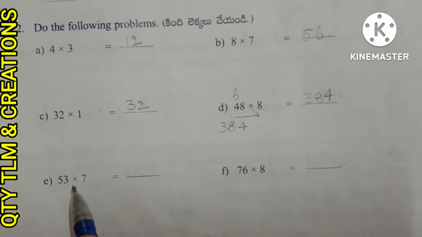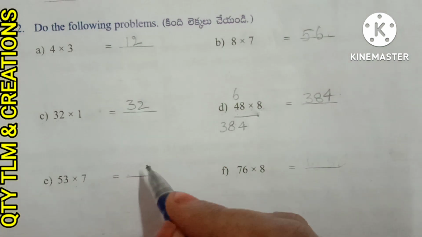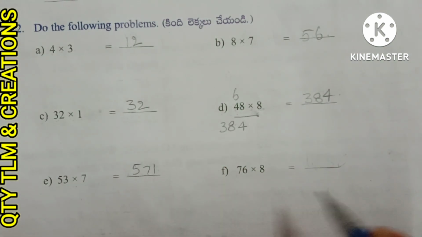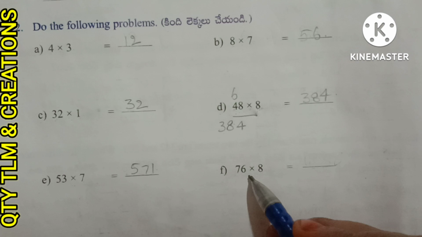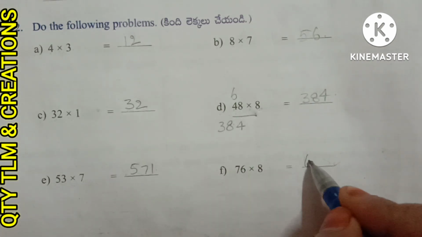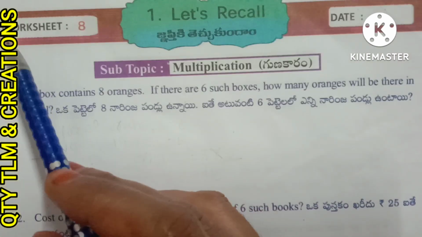Next E. 53 multiply with 7. We get 371. Next F. 76 multiply with 8. We get 608. Next, worksheet number 8.